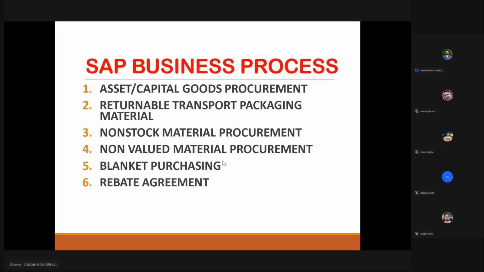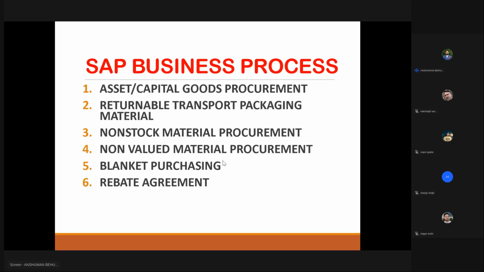Rebate agreement is not there in S4 HANA now. It has been moved to another module. So there is no rebate agreement, but these five processes are there. Sometimes they are used, like non-stock material, non-valued material procurement, or blanket purchasing. These are the least common ones.